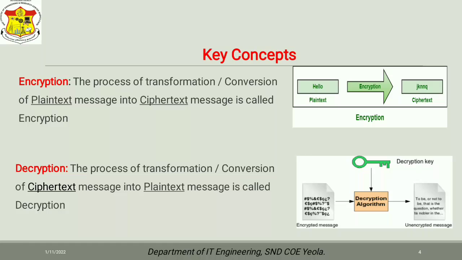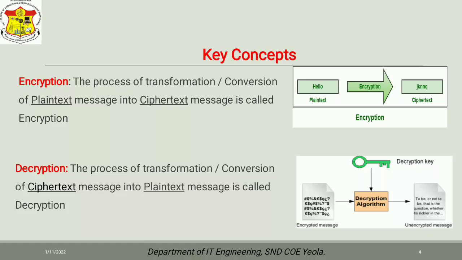Now the second point is decryption. Decryption is the reverse of the encryption process, that is, the process of transformation or conversion of a ciphertext message into the plain text message is called decryption. The input of this decryption process is the encrypted message or ciphertext or coded message, and it converts this coded message into the plain text with the help of a key. It's called the decryption key.